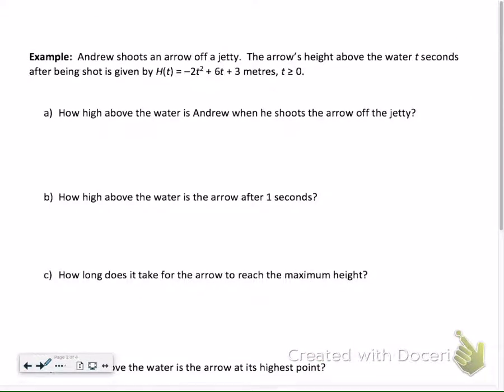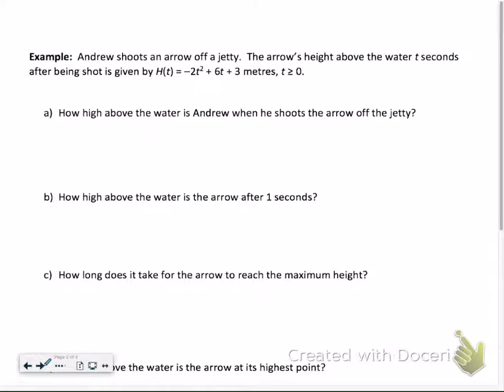Okay, next. This one is more of your traditional story problem, and we talked about one like this yesterday. Andrew shoots an arrow off of a jetty. The arrow's height above the water t seconds after being shot is given by h of t equals negative 2t squared plus 6t plus 3 meters, where t is greater than or equal to 0.